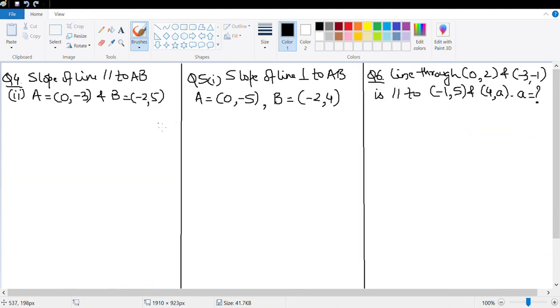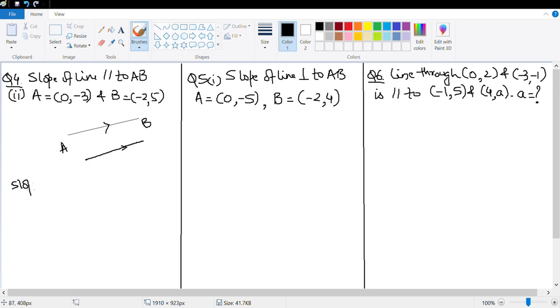Let's look at question number 4. Find the slope of the line parallel to AB. Okay, so let me draw a rough diagram. So basically there is this line AB. Let's call this point A. Let's call this point B. And I want the slope of a line parallel to AB. So I need the slope of this line.